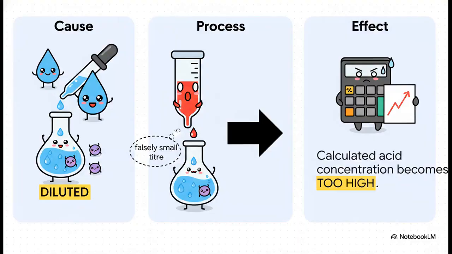Oh, this is a classic exam question. Picture this. You rinse your pipette with distilled water, which seems clean, right? But then you fill it with your sodium hydroxide. What happens? That little bit of water dilutes your alkali. So now you have fewer moles in your flask, which means you need less acid to neutralize it. Your titer volume is too small. And when you plug that small number into your calculation, boom, your final acid concentration comes out way too high. You have to follow that chain of logic.